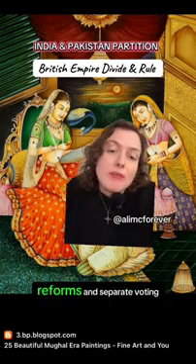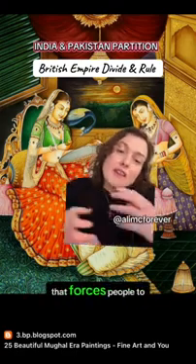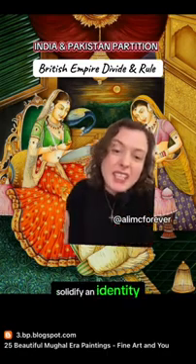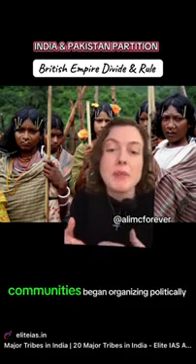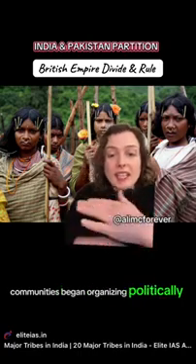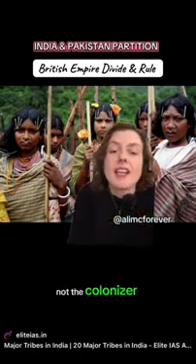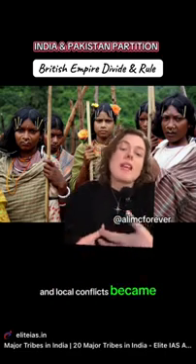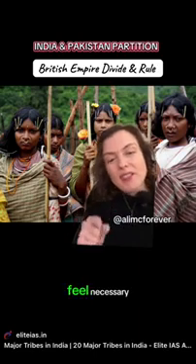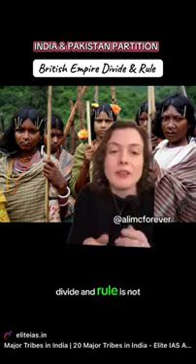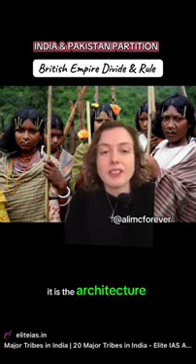Because of these land reforms and separate voting rights, because of the manipulation of Mughal history, because of the census that forced these people to solidify an identity, Indians were used to suppress other Indians. People internalized these identities. Communities began organizing politically against each other, not the colonizer. And local conflicts became national crisis as a way to make the British presence feel necessary. Divide and rule is not just a strategy, it is the architecture of the British Empire.